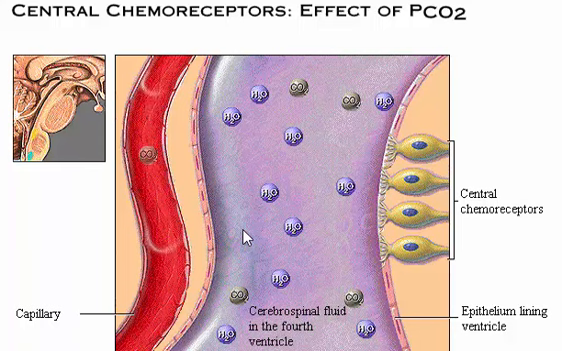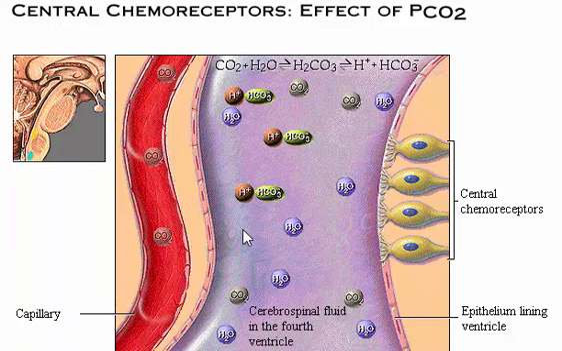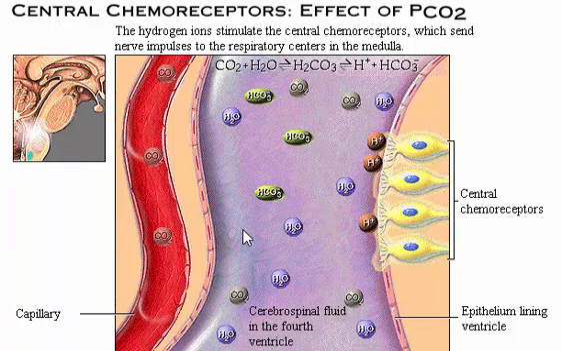Carbon dioxide readily diffuses from the blood into the cerebrospinal fluid in the fourth ventricle. Here, carbon dioxide combines with water to form carbonic acid, which dissociates into hydrogen ions and bicarbonate ions. Most of the hydrogen ions within the cerebrospinal fluid are derived from this chemical reaction. The hydrogen ions stimulate the central chemoreceptors, which send nerve impulses to the respiratory centers in the medulla.